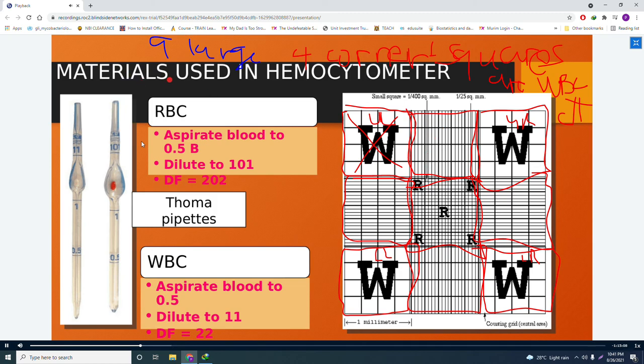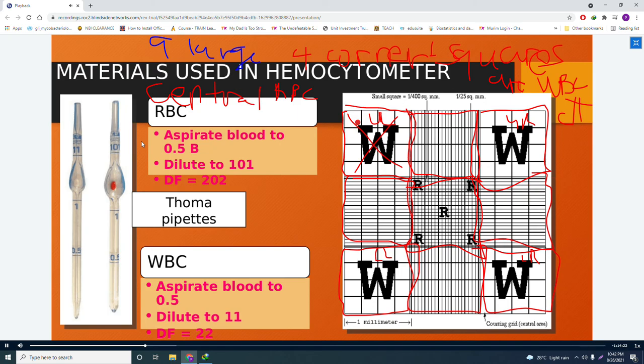Okay? Then another thing to remember. The central large square is the one you will be using in your RBC counting. Okay? Again, ulitin ko. May 9 large squares si hemocytometer. Yung 4 corner large squares niya, yun yung gagamitin mo for WBC count. Si central large square will be used for your RBC count. Nagets? Gets, class?